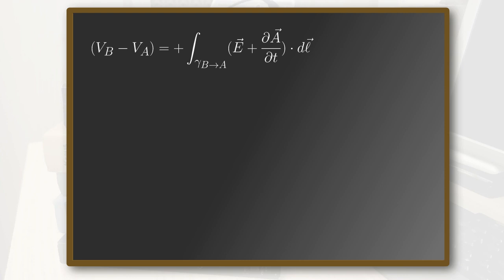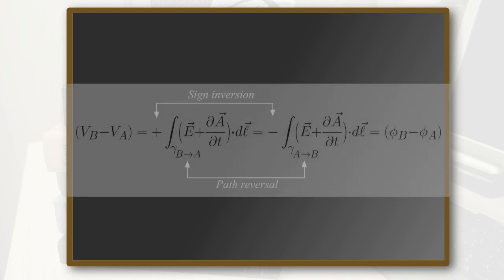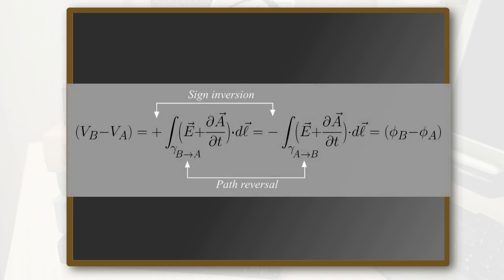In our notation, the same scalar potential difference becomes phi B minus phi A equals minus the integral over gamma from A to B, inverted path, of the same quantity, E plus dA/dt, dot dl. As I have already repeated half a dozen times, the different sign of the integral is nullified by the inversion of the path along which the integral is computed, so we can equate the two quantities.